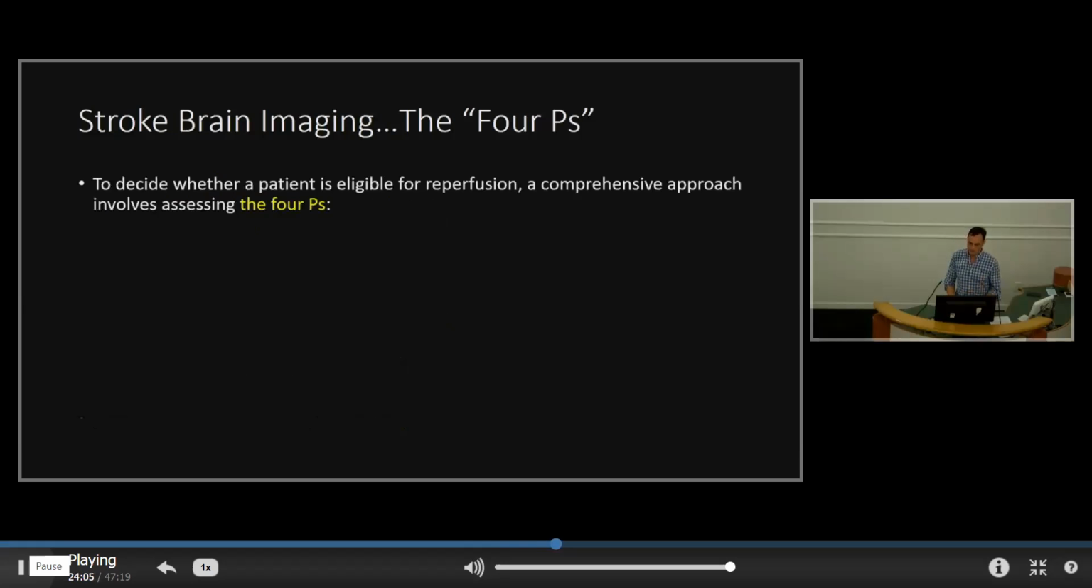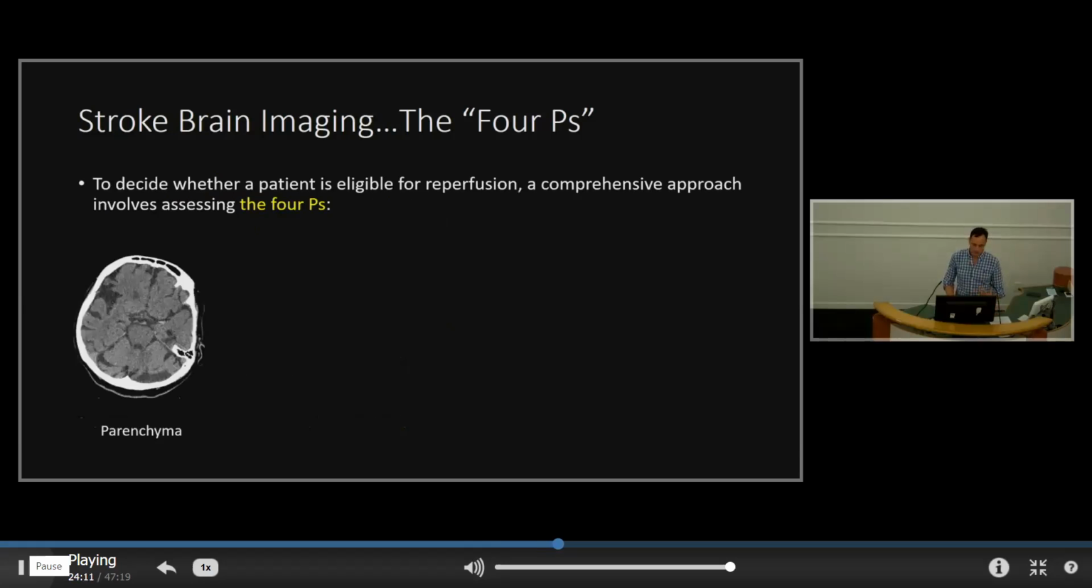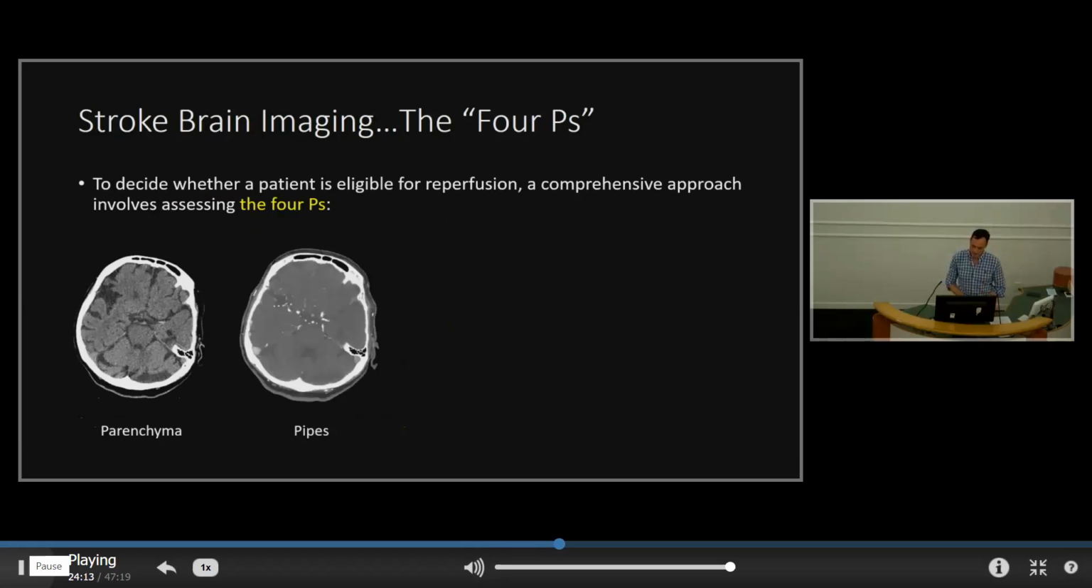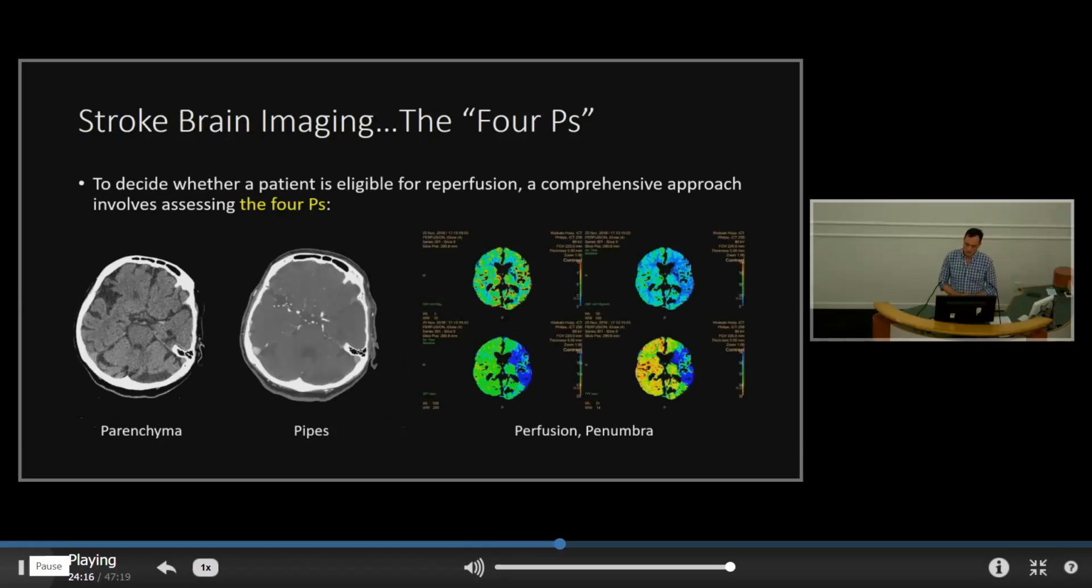Stroke brain imaging. There's this concept called the 4 Ps. So it's good to know the 4 Ps. There's parenchyma, so that's brain tissue, pipes, which is of course the arteries, and perfusion and penumbra. And we'll talk about what those mean. So we image all these things, the parenchyma, the pipes, the perfusion, and the penumbra, and that allows us to have an optimal decision as to whether or not we should thrombolyze and or do a clot retrieval procedure.